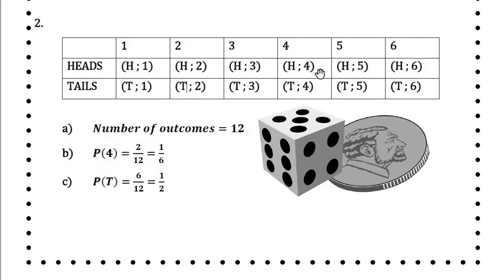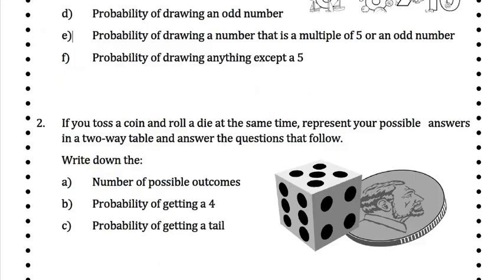So you'll notice here that there's only 2 options where you can get a 4. You can either get a 4 with a head and a 4 with a tail. So there's 2 options out of the 12 options for getting a 4. So the probability of getting a 4 is then 2 out of 12, which is then 1 out of 6.